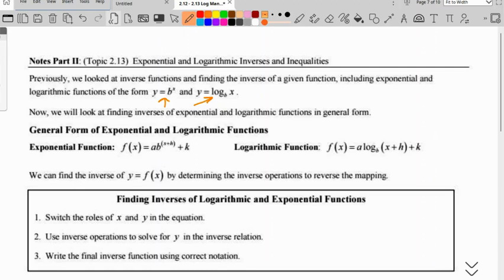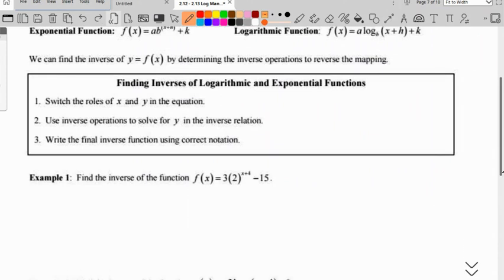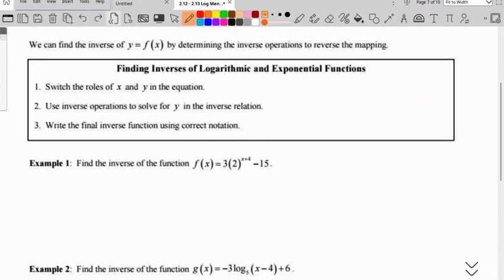Okay, so now they just want us to do some where we have the more general form of a logarithmic function. We've got the general form of an exponential, f of x equals a times b to the x plus h plus k, and the logarithmic function f of x equals a times log base b of x plus h plus k. That's where we're seeing all of the different pieces that could be transformations of the function. We're still going to proceed with the same regular steps to find the inverse. We switch the roles of x and y, use inverse operations to solve for y in the inverse relation, and write the final inverse function using the correct inverse notation. It's the same process, but now with our rules for exponentials and logs.